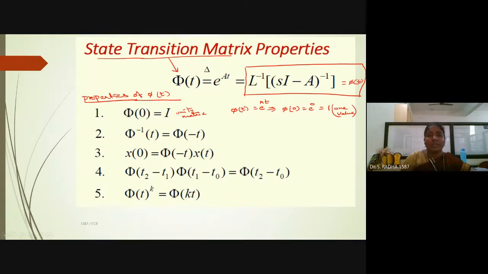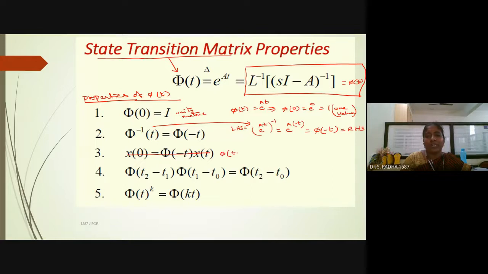Now in the second formula, phi inverse of t. When we substitute, we will understand. So e power at whole inverse we are doing. Then that minus can be taken for t also, and this can be written as phi of minus t. This is what we are doing from LHS, and this is nothing but the RHS that I obtained.